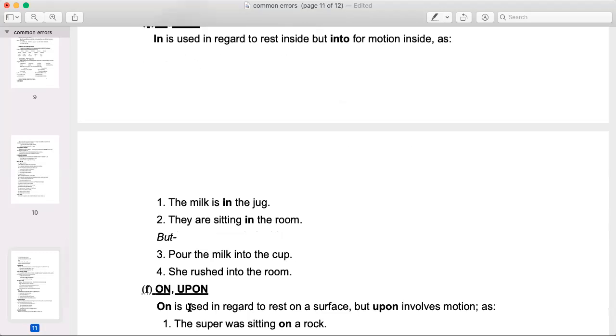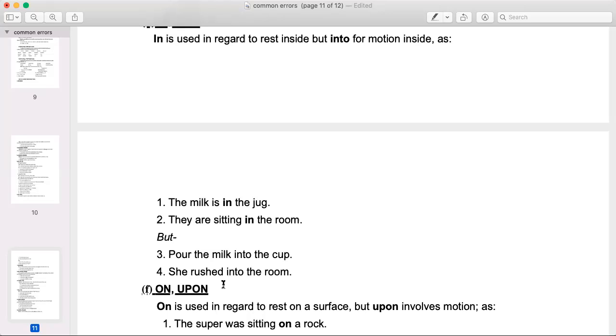If we say pour the milk, we'll say into, because there's a movement of milk from one container to another container, so that is into the cup. She rushed into the room. So someone is running or rushing, there's a movement, so into.